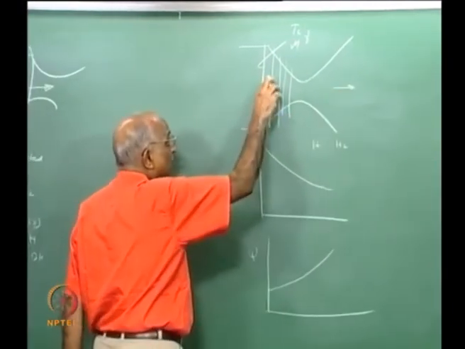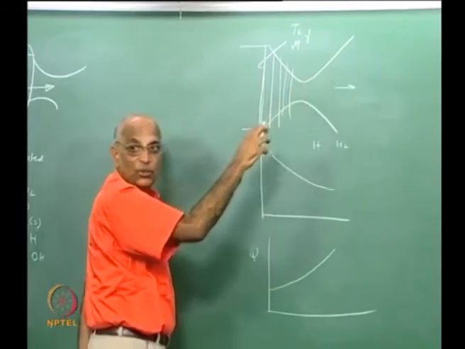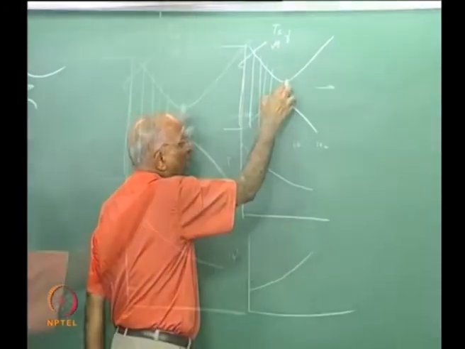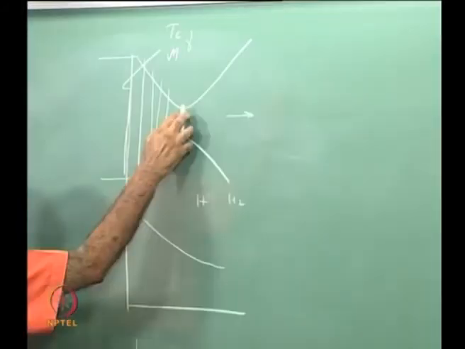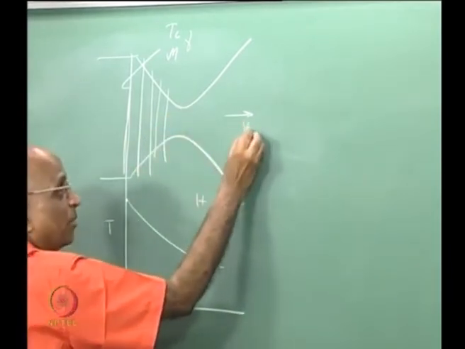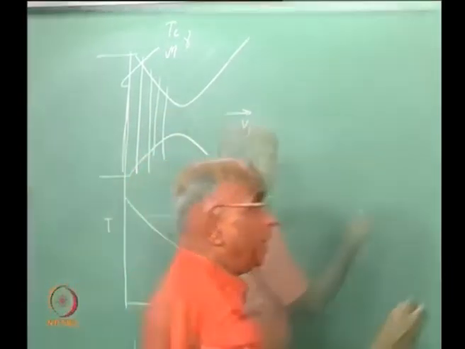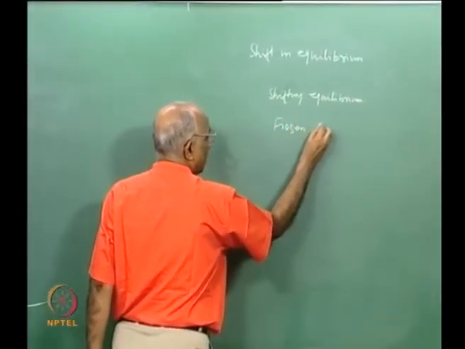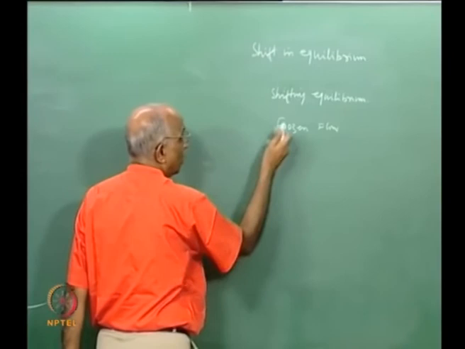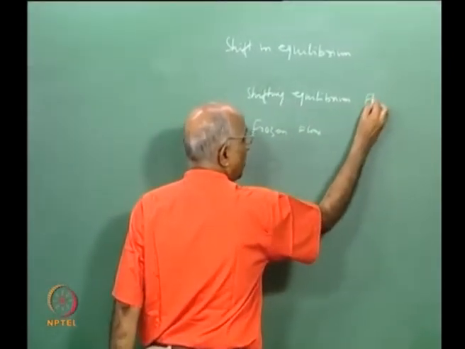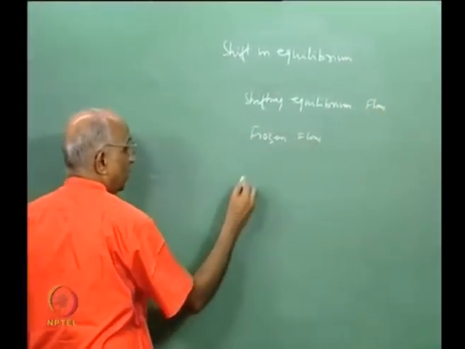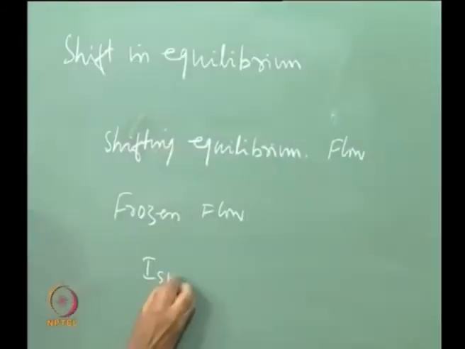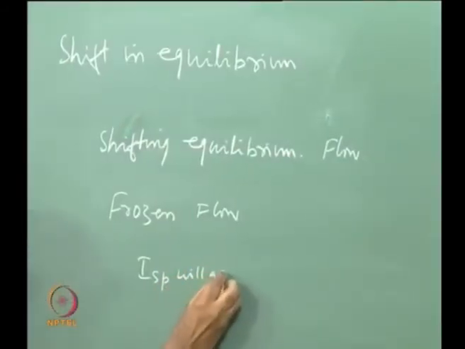But in practice with shifting equilibrium, what is going to happen? I get more heat release, molecular mass is going to change, and therefore my Vj must be higher, and therefore compared to frozen which we considered earlier, that means we considered frozen flow in the nozzle, now we are talking of shifting equilibrium flow in a nozzle, I will get more heat release, and therefore my Isp will go up.